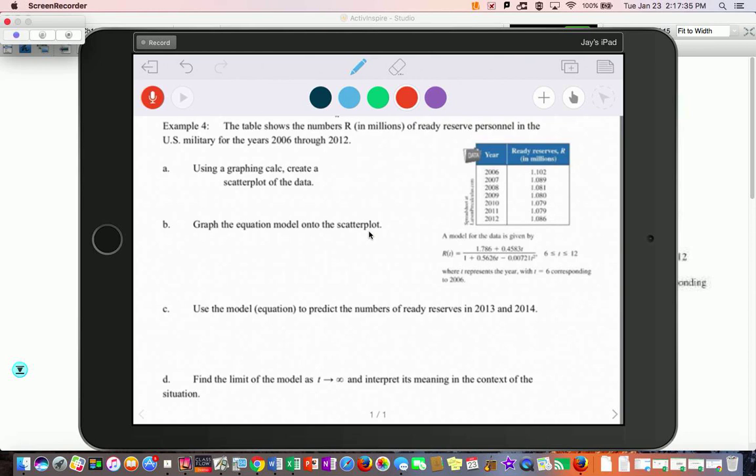Okay, so this one, you could type in this data if you would like and graph it, the scatter plot. You can't really see what's going on. You got to zoom in on your window, but you can use this equation also to put in 13 and 14. So if you want, you can put those in for the time. Now notice t is between 6 and 12, so you'd be putting in 13 and 14, not 2013, not 2014. What I'm more concerned about is what's happening as t goes to infinity.